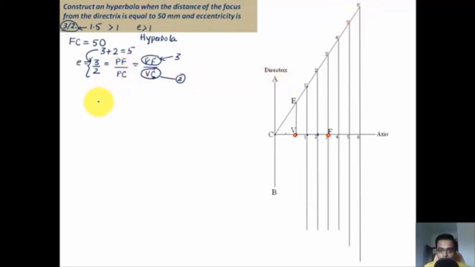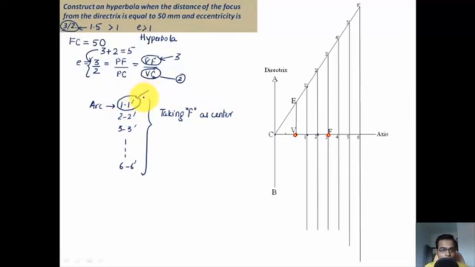Now the time has arrived to put up arcs. The arcs that you're going to take are 1 dash, then 2 dash, then 3 dash, and so on until the final 6 dash. All these arcs have to be put up taking F, that is the focus, as the center, and you're going to have to make 2 arcs, one above while the other below. Let me show you what that exactly is. Alright, let's begin. Keep one leg of your compass at 1 dash, the other leg at 1, and with F as the center, put an arc above and an arc below.